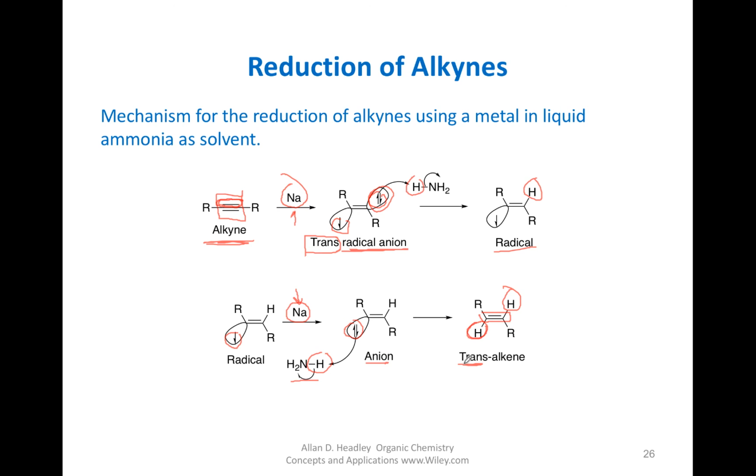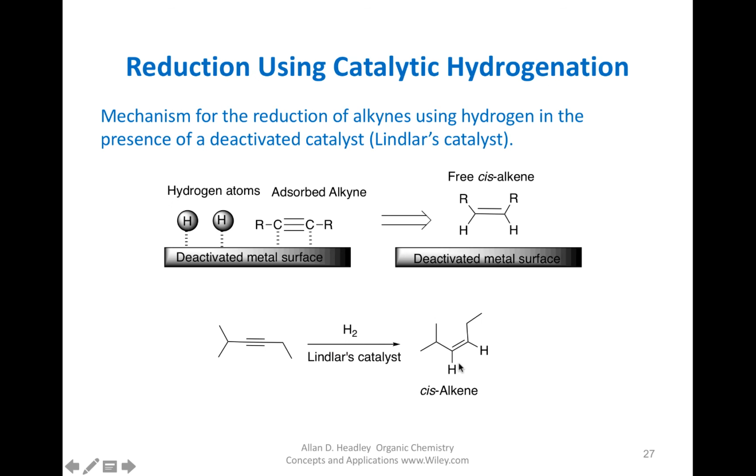So as a review, if you add hydrogen, it gives you a cis reduction. If you use here a metal in the presence of a solvent such as ammonia, it gives you a trans addition. Okay, let us see how we can do that using a hydrogen and a catalyst.